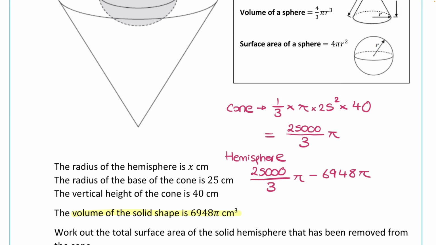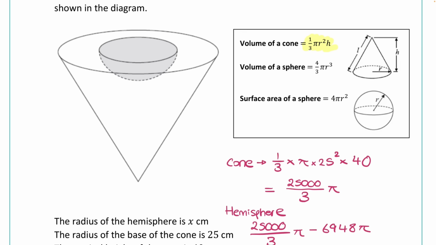So in my calculator, 25,000 over 3 pi, and we're going to take away 6948 pi. And there we go. Again, this comes out in terms of pi. It comes out as 4156 over 3 pi. Again, completely up to you. If you want to write down the decimal version of that, that's completely up to you. So we've got the volume of the hemisphere. And in the question, we are given the volume of a sphere formula. So we have the volume of a sphere, which is 4/3 pi r cubed.